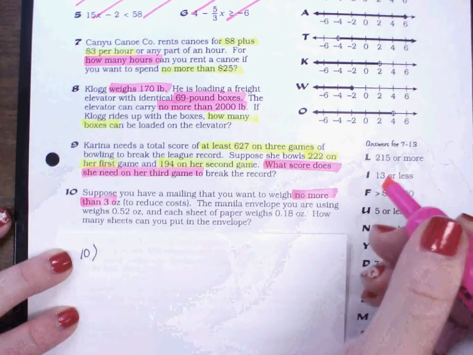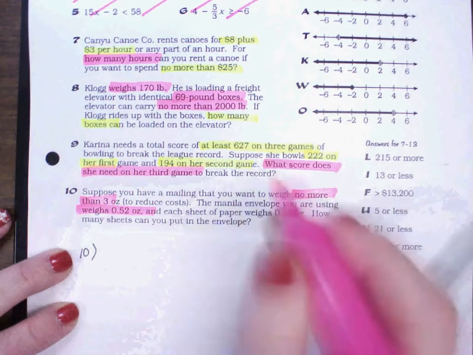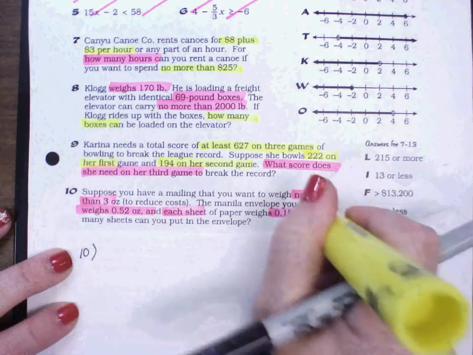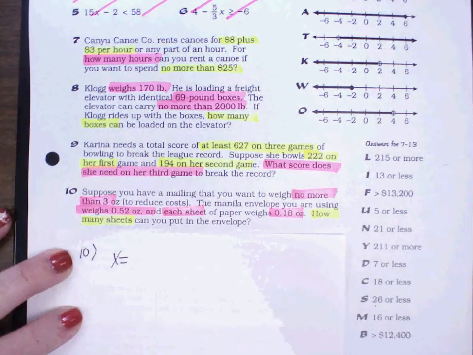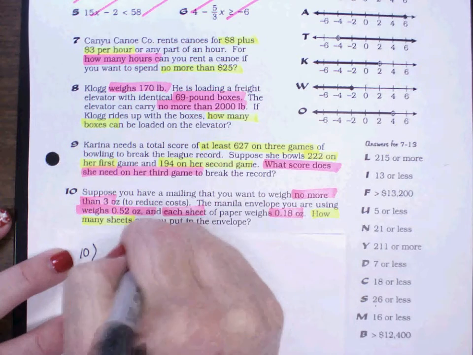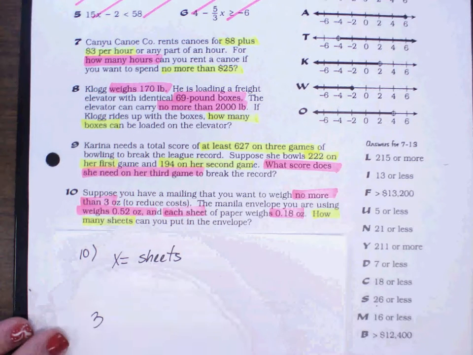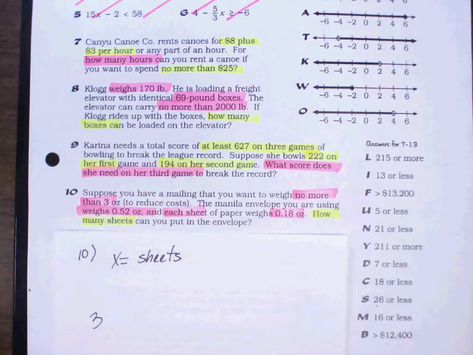All right, number 10. Suppose you have a mailing that you want to weigh no more than 3 ounces. The manila envelope you are using weighs 0.52 ounces, and each sheet of paper 0.18 ounces. How many sheets can you put in the envelope? What is X? Sheets. Number of sheets that you can put inside the envelope. Very good. How much do you want it to weigh? No more than 3. Very good.